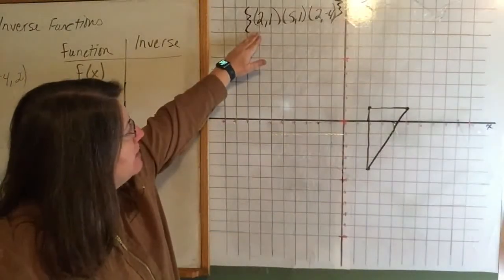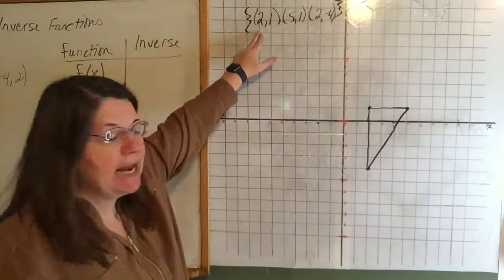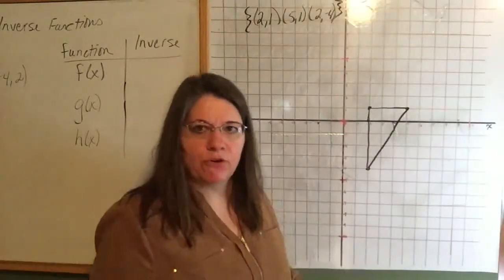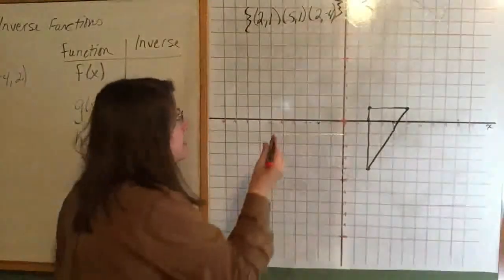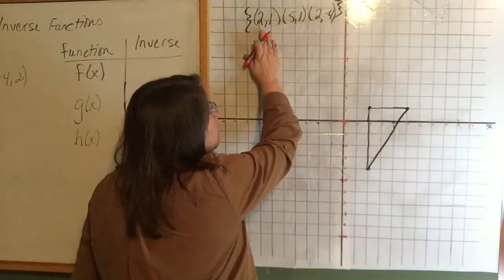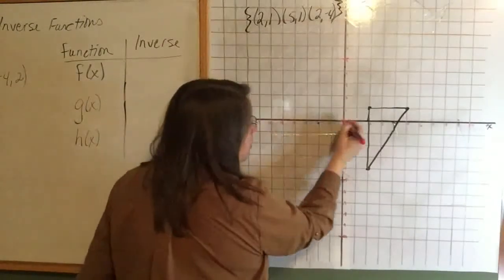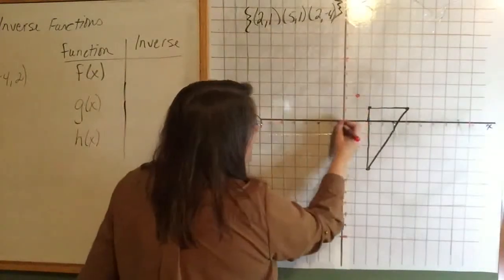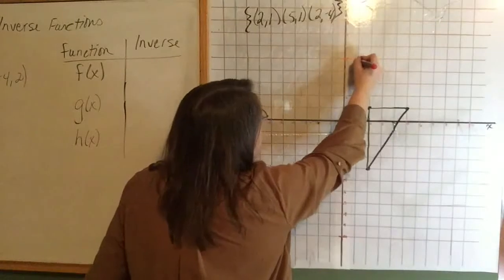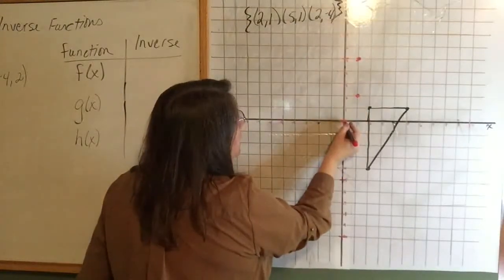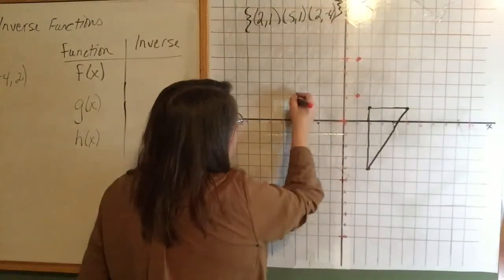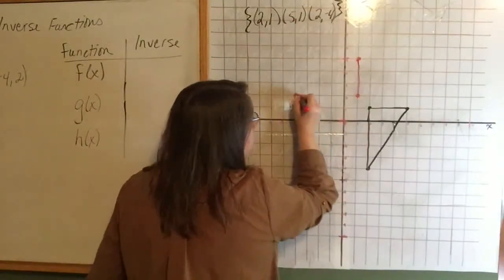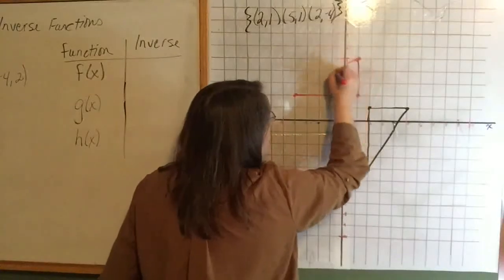So if I just take these ordered pairs, (2, 1), and I switch it and make it (1, 2), I'm going to graph the inverse relation in a different color so you can see the difference. So the inverse of the point (2, 1) is (1, 2). So I'm going to graph that (1, 2). The inverse of (5, 1) is (1, 5). So (1, 5). The inverse of (2, -4) is (-4, 2). And so I'm going to connect those ordered pairs like I did the ones in the original relation.